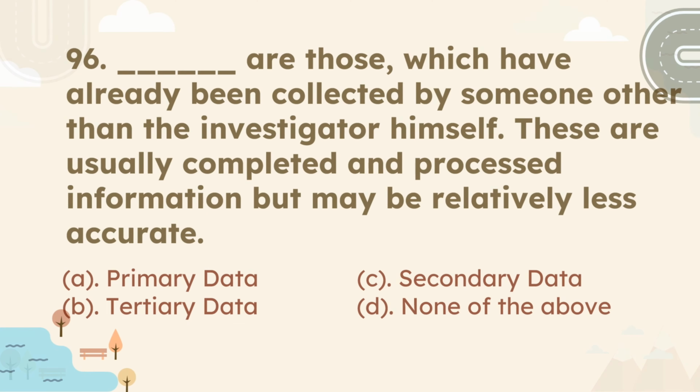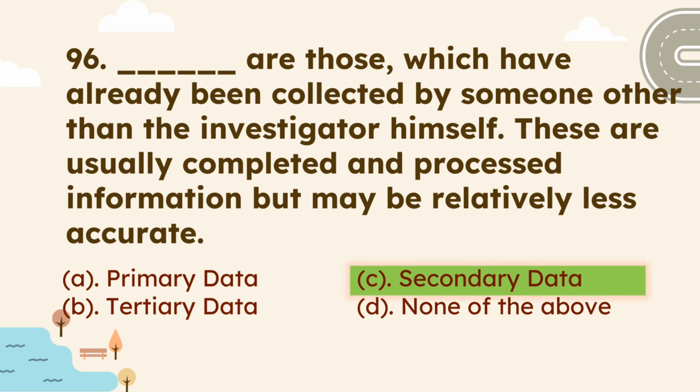Next question is, blank are those which have already been collected by someone other than the investigator himself. These are usually completed and processed information but may be relatively less accurate. So, such data which was collected by someone other than the investigator himself are known as secondary data. Therefore, the correct answer is option B. Whereas primary data is directly collected by investigator himself through interview or survey questionnaire. And tertiary data are more synthesized data of primary and secondary source.